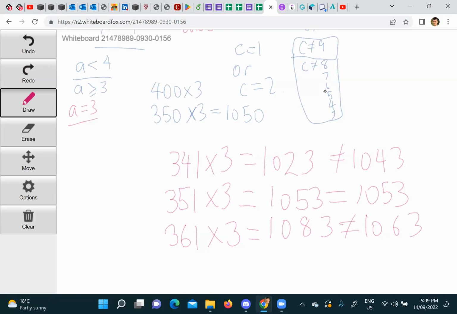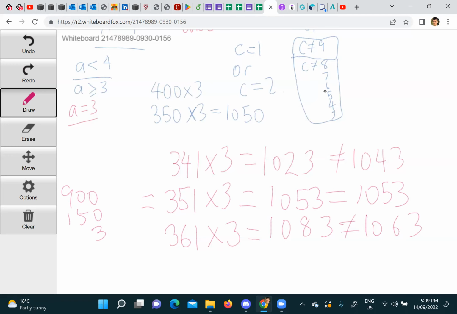So 351 times 3 is 3 times 300 is 900, right? 3 times 50 is 150. 3 times 1 is 3, yeah? So 351 times 3 equals 1053, and 1053 is exactly COBA. So in the exam, if that's what you got, then you know that's the end. You write 351 and you're done.